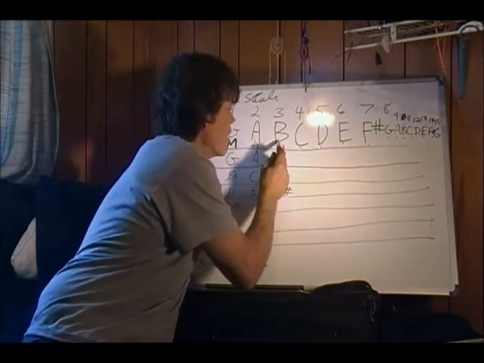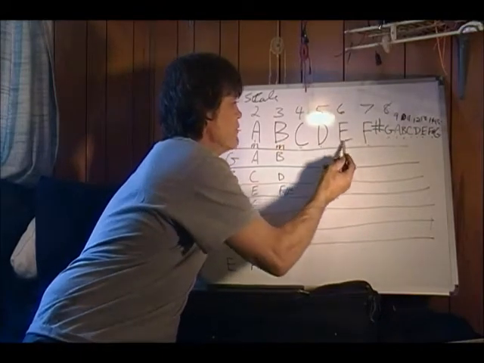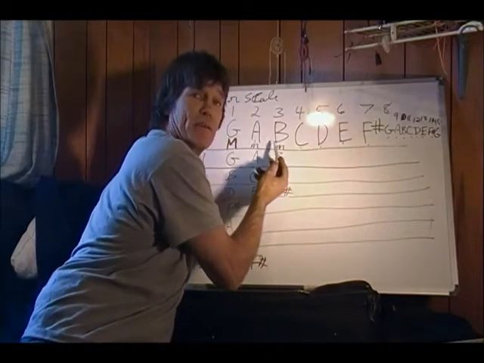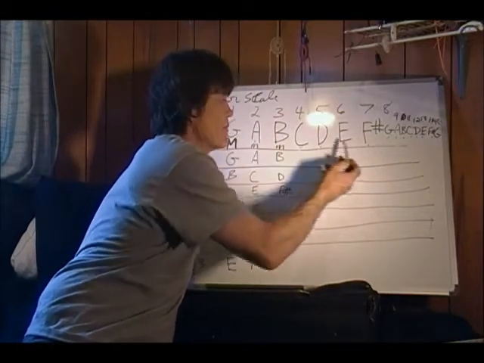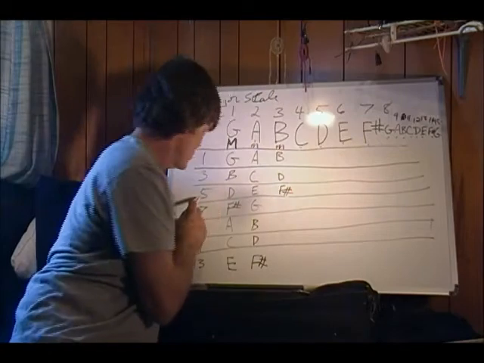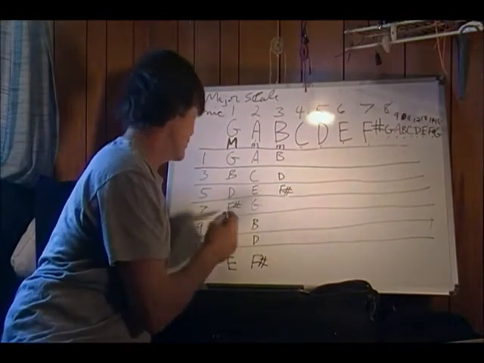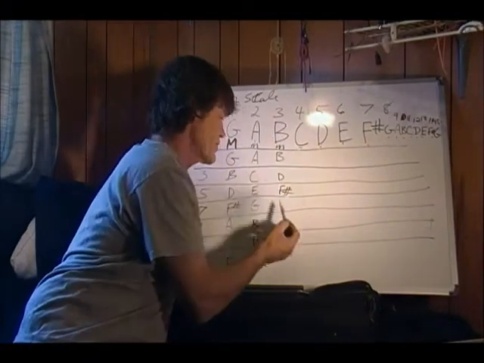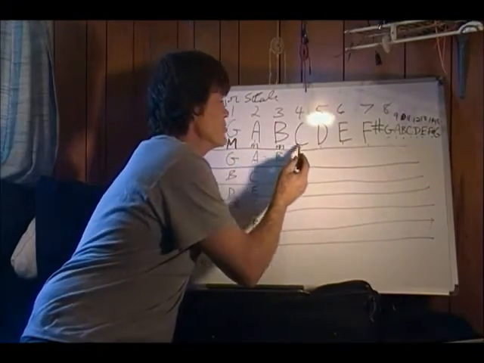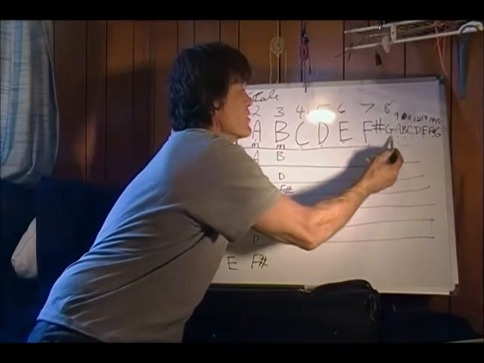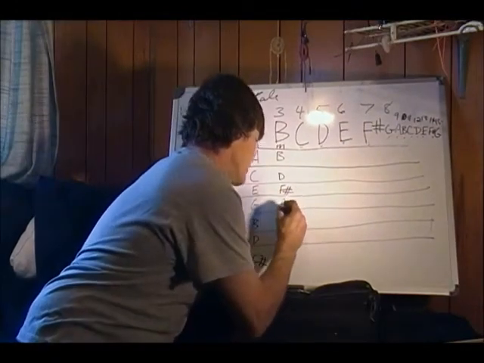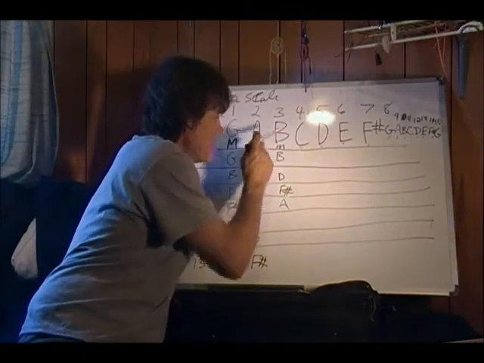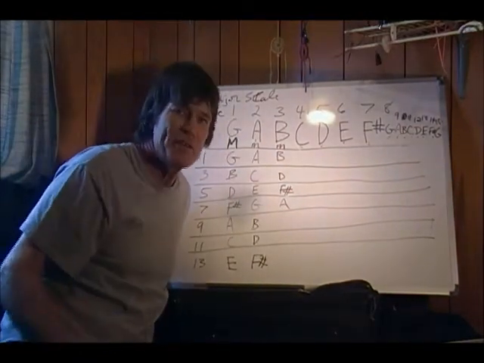Or we can go like this. 1, 2, 3, 4, 5. F sharp is the 5th from the B. The B is the root, F sharp would be the 5th. Now let's look at the 7th. B minor 7. 1, 2, 3, 4, 5, 6, 7. Let's put an A right here. So if we played a B, a D, F sharp, and an A, we'd be playing a B minor 7. How easy is that?